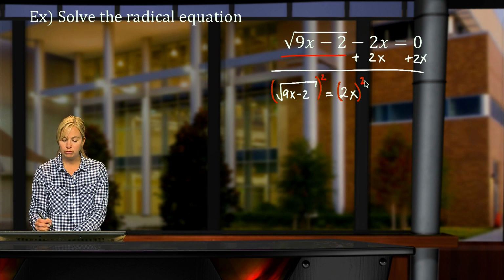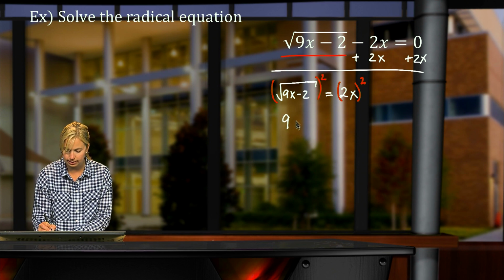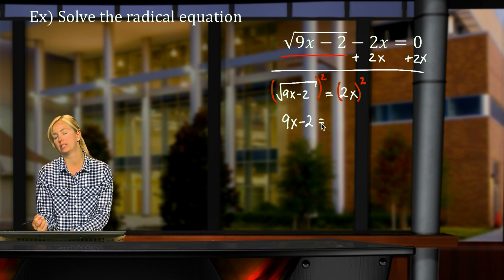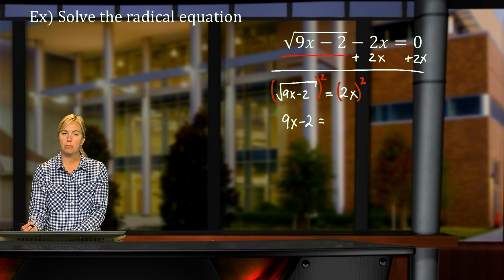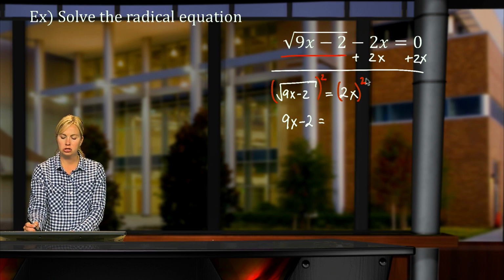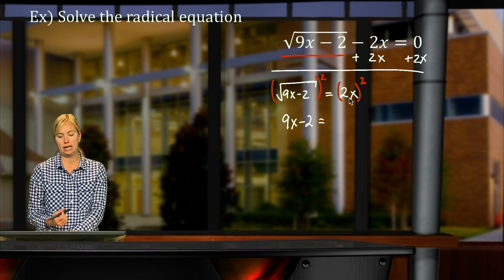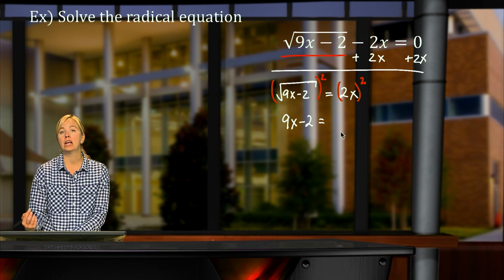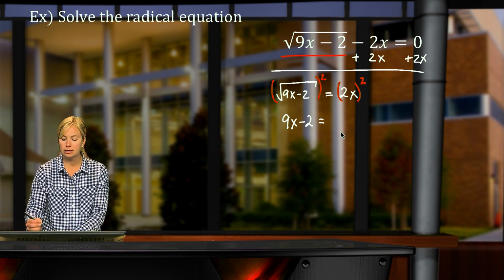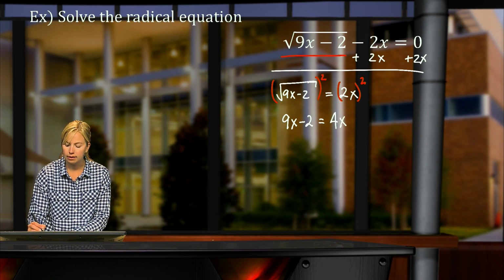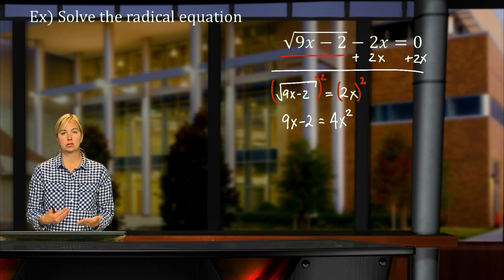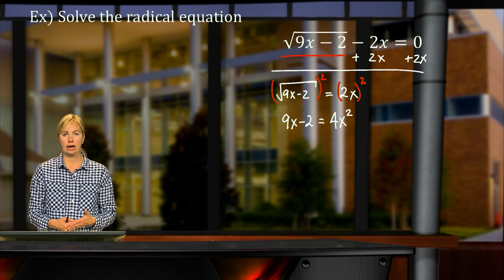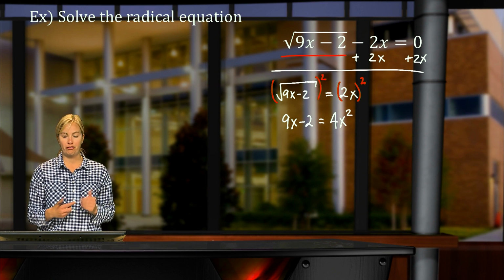When I square the square root, they cancel each other out, so we have 9x minus 2 on the left, and then we want to simplify 2x squared. Remember those properties of exponents. That 2 is distributed to both the 2 and the x. Another way you can think about it is 2x times 2x. This is 4x squared. When we see the x squared, we need to think quadratic. And when we think of a quadratic equation, we set it equal to 0 and we factor.